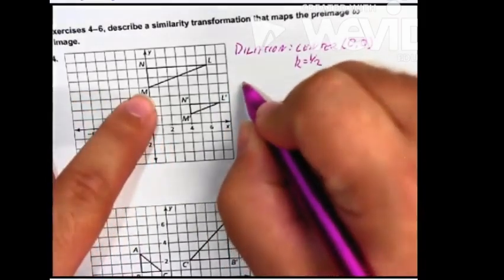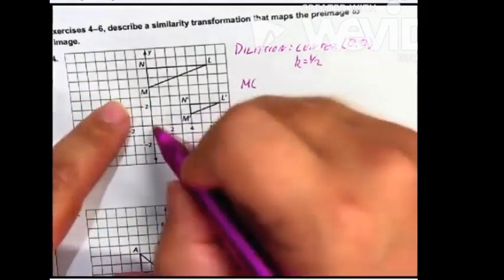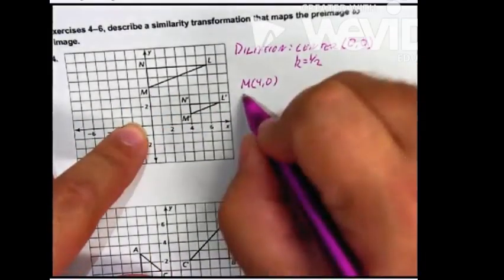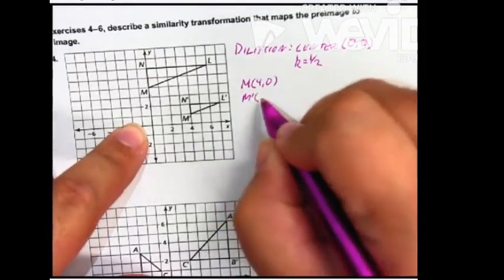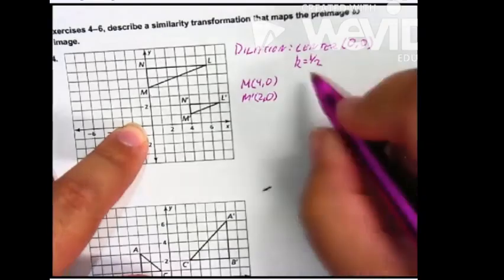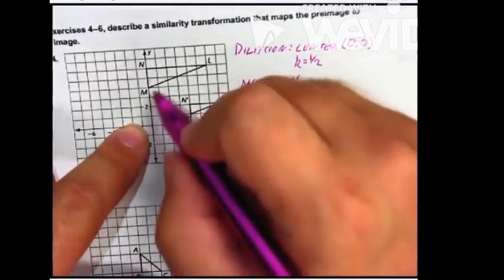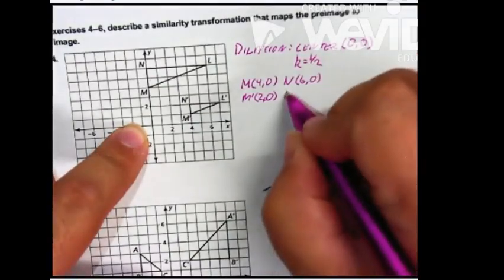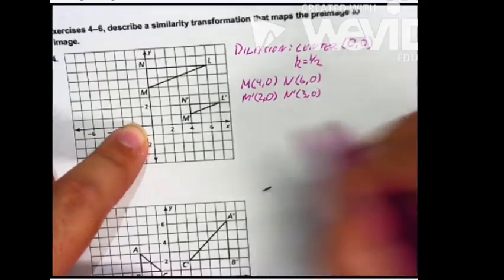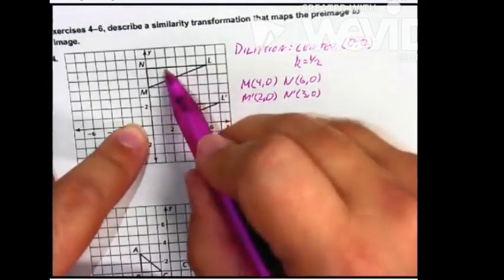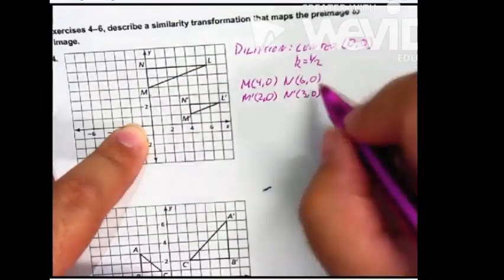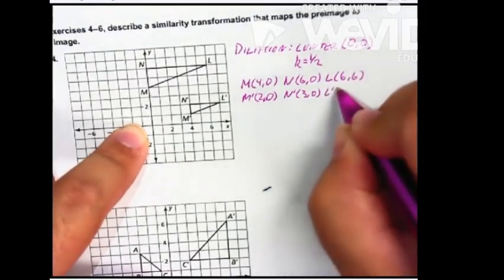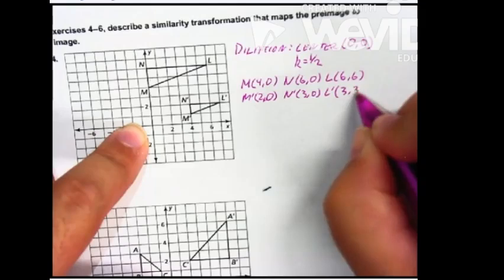So let's see here. We have M is at, let's see, 1, 2, 3, 4. M is at 4, 0. I want half of that, so M prime is going to be at 2, 0. All right. N is at 4, 5, 6. So N is at 6, 0. Half of that will be N prime at 3, 0. L is at, let's see, 1, 2, 3, 4, 5, 6 right there. So L is at 6, 6. Half of that puts L prime at 3, 3.